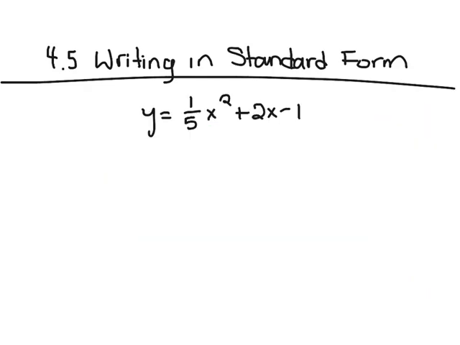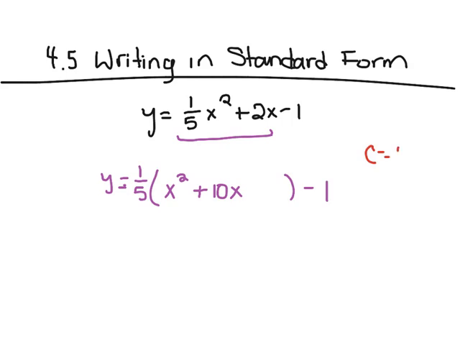For the last one, we want to take a 1 over 5 out. So we have y equals 1 over 5, and remember, that's the same as multiplying everything by 10. So we have (x squared plus 10x), leave a space, minus 1. Find our c value: c equals 10 divided by 2, squared, which is 5 squared, which is 25.